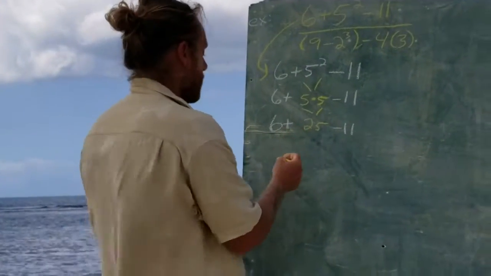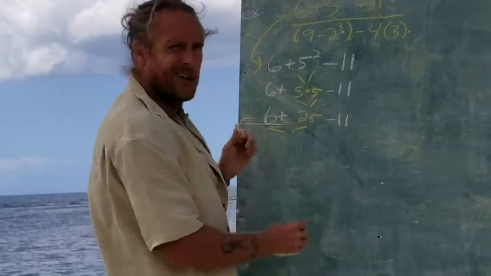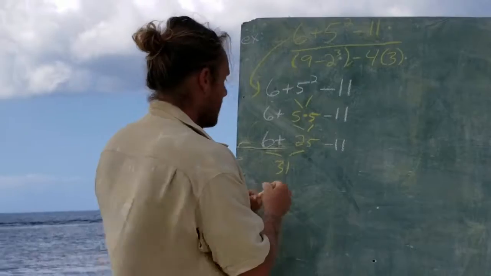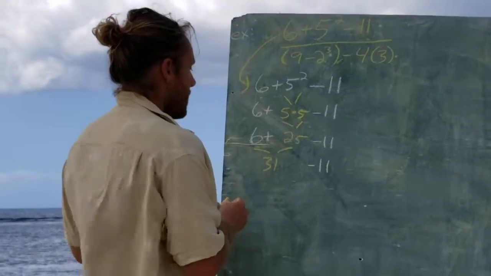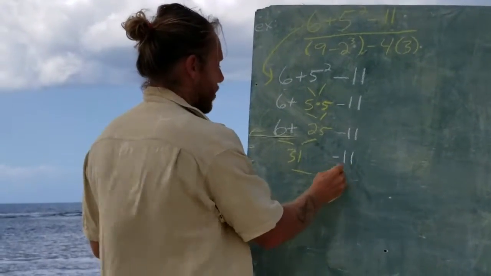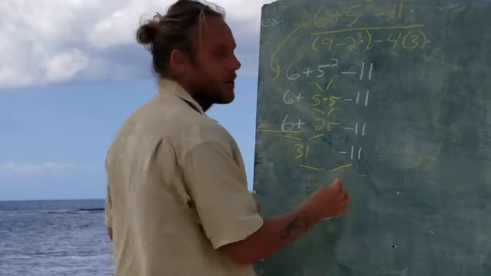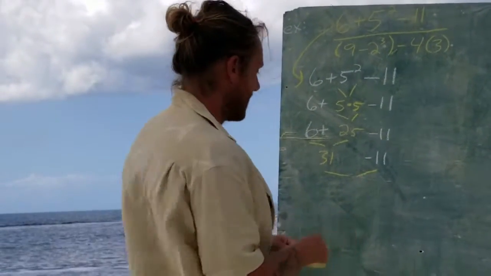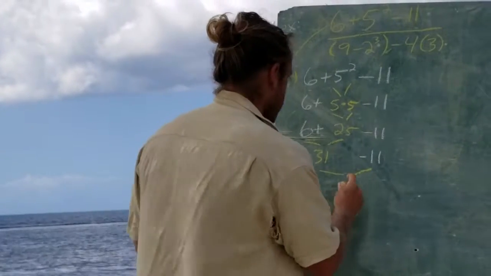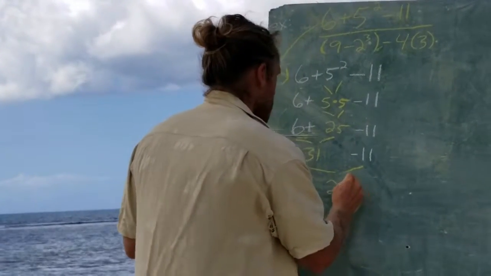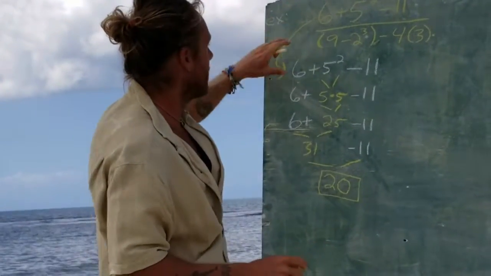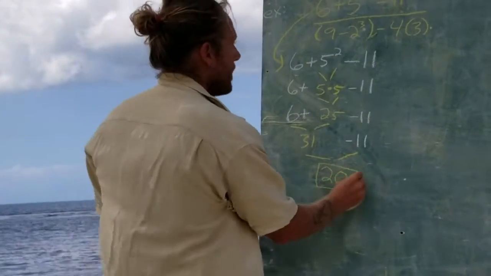So 6 plus 25, 31. Minus 11. Not too bad. Hey, that one kind of worked out nice. Good thing about creating these problems is you can make them work out sometimes. 31 minus 11 is 20. Okay, so that's not the final answer though, is it? Remember, this is just the top portion. So let's move 20.